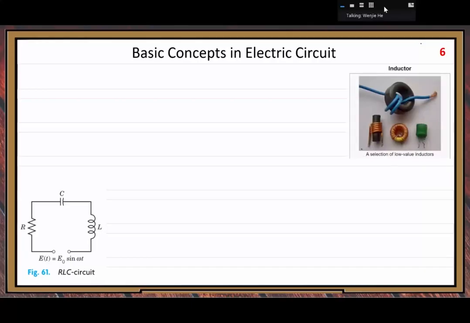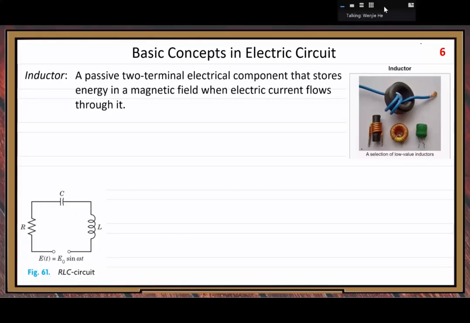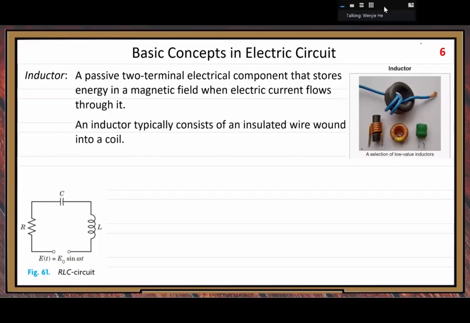Inductor. A passive two-terminal electrical component that stores energy in a magnetic field when electric current flows through it. An inductor typically consists of an insulated wire wound into a coil. So this L corresponds to the inductor component. L, right? All right.